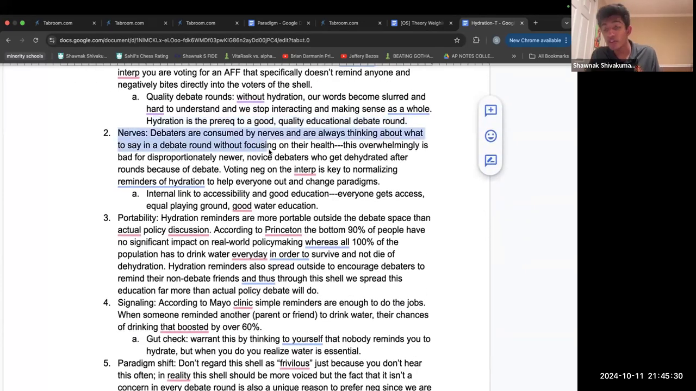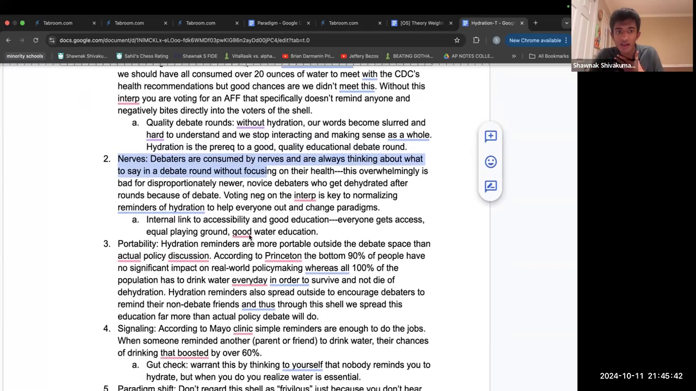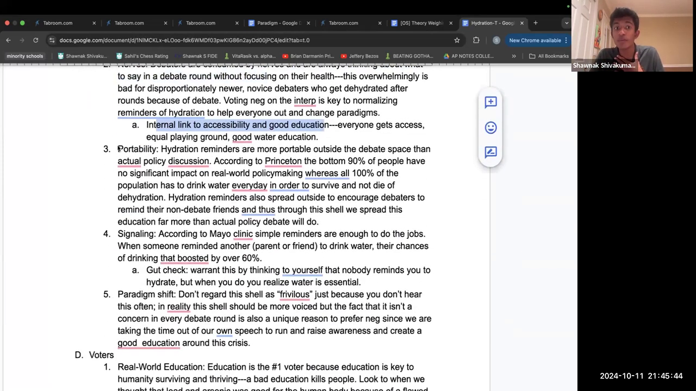Secondly, nerves. Debaters are consumed by nerves. They're always thinking about debate. Hydration reminders knock people out of thinking constantly about Argentina, U.S. federal government, economic policy, and they start thinking about themselves and drinking water, which is more important. It's the internal link into accessibility. 3, portability. Hydration reminders are more portable outside debate than actual policy, because most people never become policymakers, right? Are any of us gonna actually pass policy? Probably not. However, what are all of us gonna do? Drink water. So this is probably more educational than actual debate.